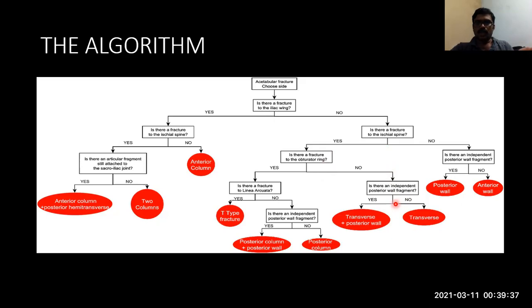Now, if there is no fracture of the obturator ring and the linea arcuata is not involved, there is going to be a transverse fracture. If there is a posterior wall along with that, it can be a transverse with posterior wall. Now, if no iliac involvement and no ischial spine involvement, then you have two possibilities: anterior wall or posterior wall, depending upon which part of the acetabulum is involved.